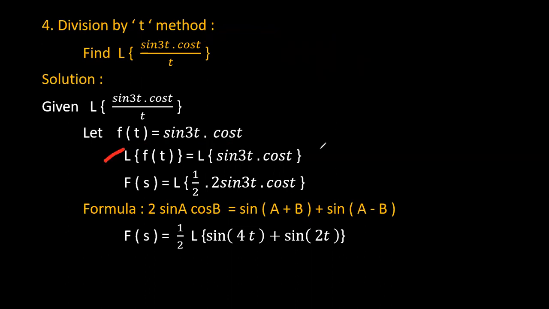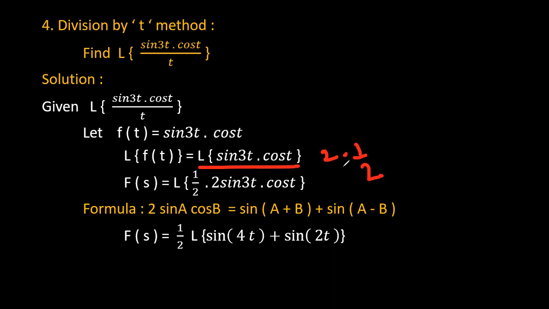Next, applying Laplace transform on both sides, the Laplace transform of f of t is F of s. But on the right side, it is of the form 2 sin a cos b, or 2 cos a sin b, whatever it may be. You can choose any one of these forms. For this equation, 2 is missing, so multiply by 2 and divide by 2.